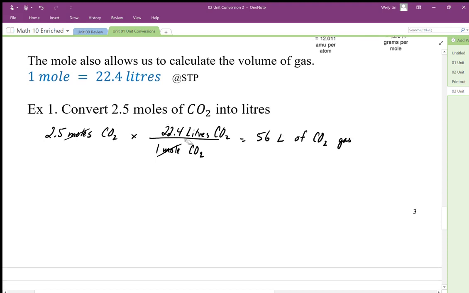And again, we're using our dimensional analysis. We don't need to worry so much about the notation here, but we want to make sure that the moles of CO2 cancel out moles, cancel out moles.